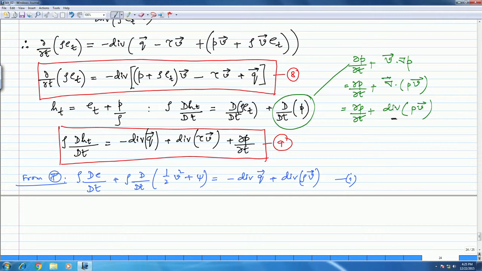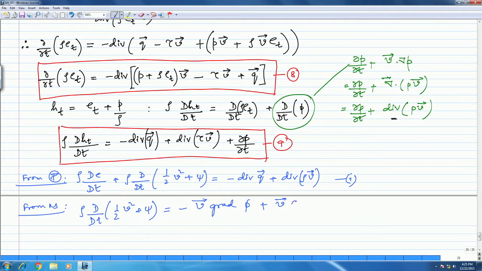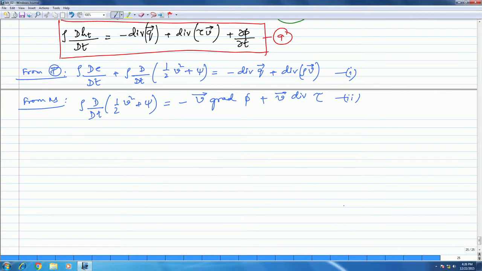Now from the Navier-Stokes equation, rho dv/dt is equal to minus grad P plus divergence of tau. I am going to call this 2, and like I said, the detailed derivations are something that I will post for you, so that you have a feel for it. Now, using 1 and 2, let me write that and close this.